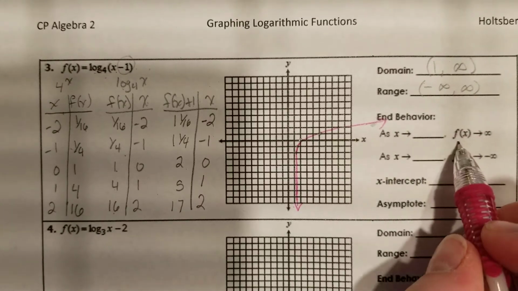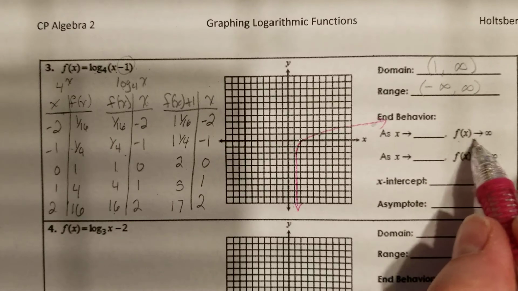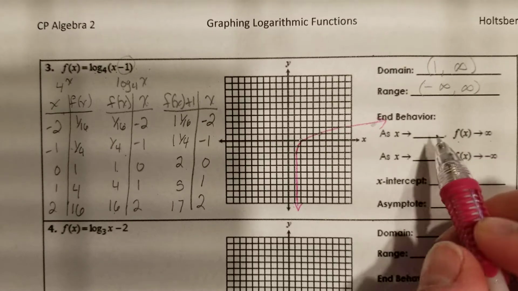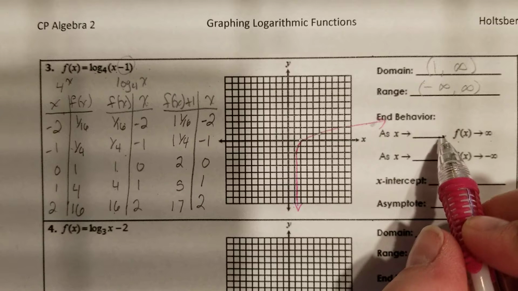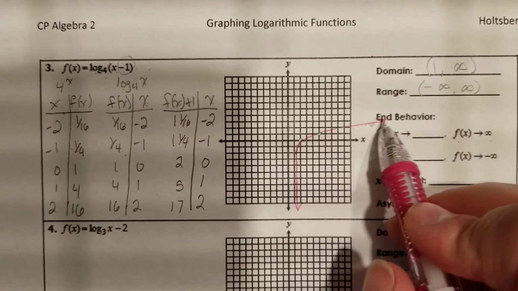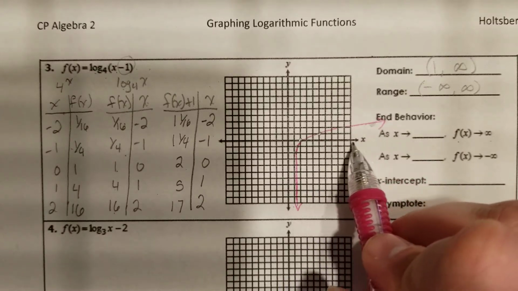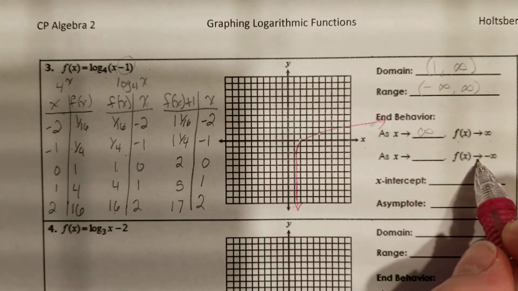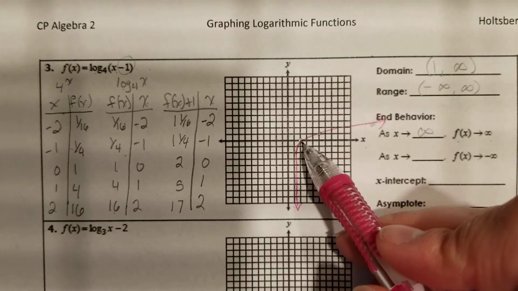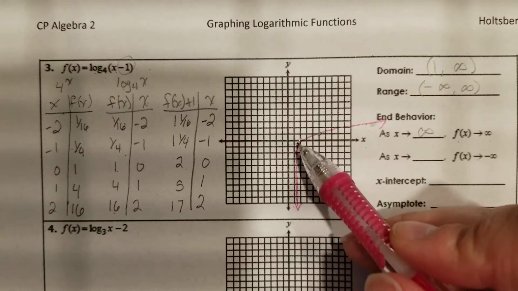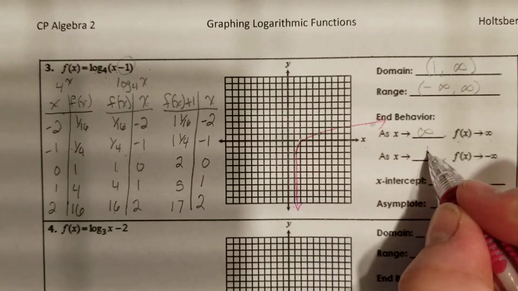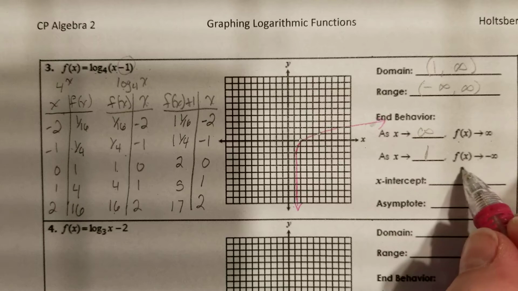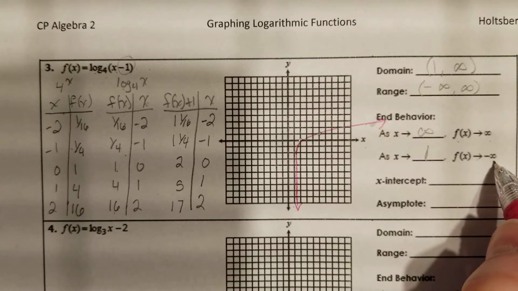All right, now our end behavior. So as our graph approaches positive infinity, x is approaching what? So as our graph goes this way, we're going further to the right on the x-axis. So this is approaching infinity. And as we approach negative infinity with our graph, so as our graph goes down, we're approaching 1. So x approaches 1, f of x approaches negative infinity.